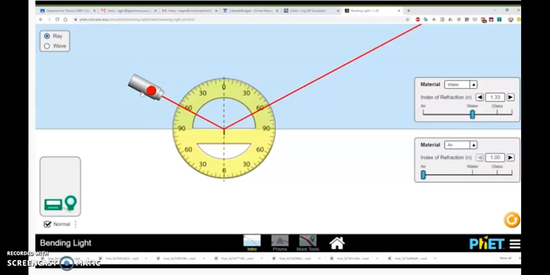So, for the last time, you're going into the PhET lab for bending light. Try your practice problems. As always, email with questions. Best of luck.